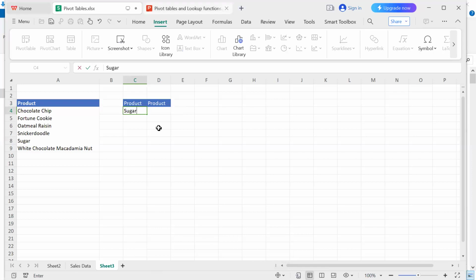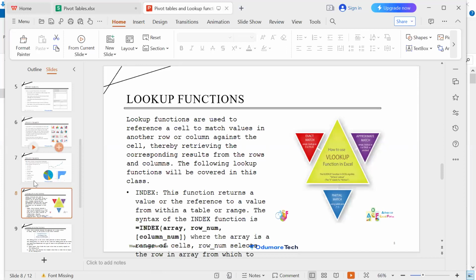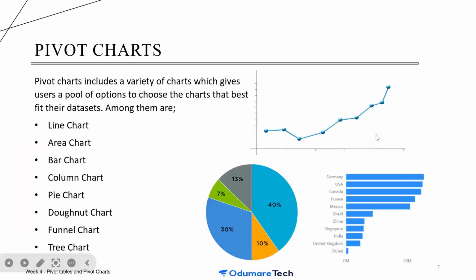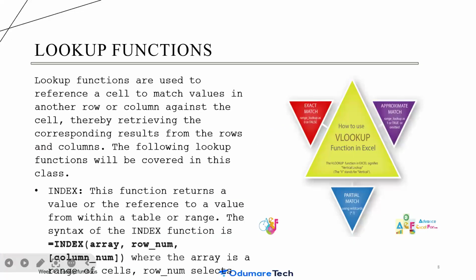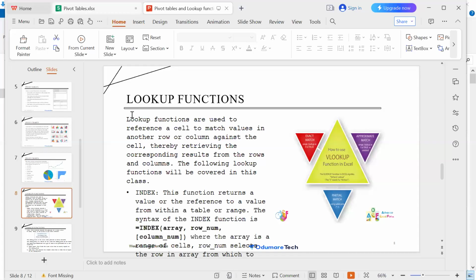Now, what this part is saying is that lookup functions are used to reference a cell, to match values in another row or column against the cell. And let me explain what that means. What that means is that this lookup function is used to reference a cell in another cell.